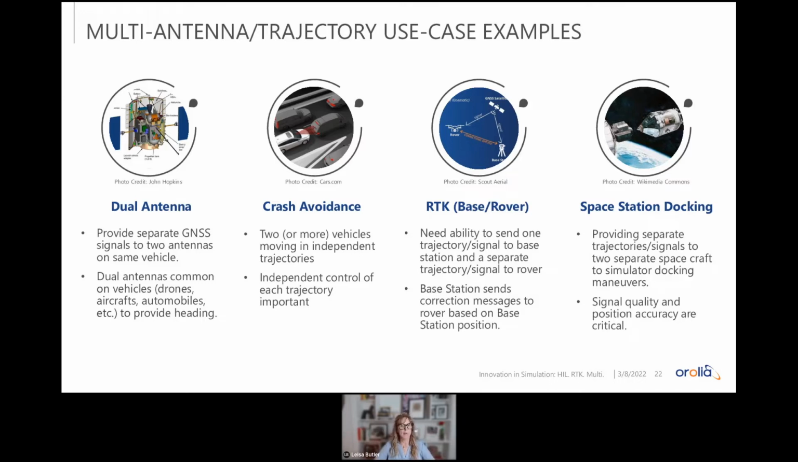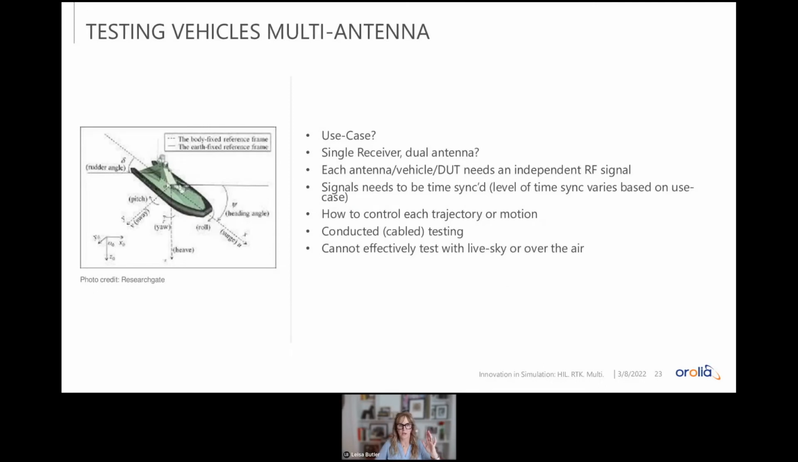Or a space station that's docking. So you have a space vehicle that's docking into another vehicle, and again you have 2 different trajectories. So what we're talking about is a simulator or a test need that needs 2 different signals at the same time. That is becoming more and more common.